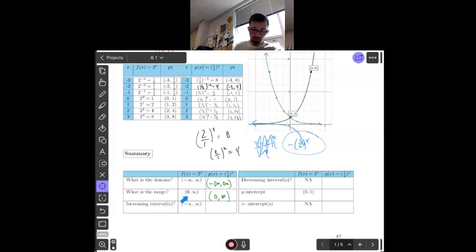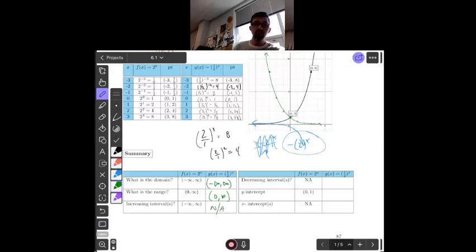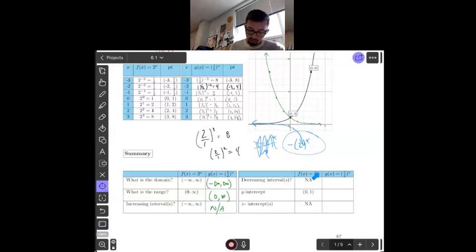Increasing interval for the 2 to the x for the growth function. Well, if we look at that from the left to the right, every point is higher than the one before it. Every point is increasing compared to the one before it. So it's increasing over its whole domain. As we look at the decay function, every point is lower than the one before it. So it's never increasing. Well, that should sure make sense. It's called a decay function for a reason. It doesn't increase.